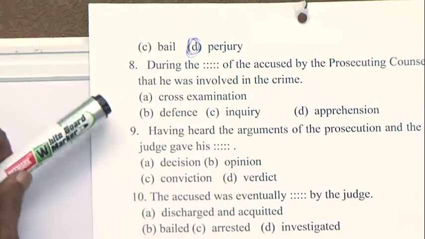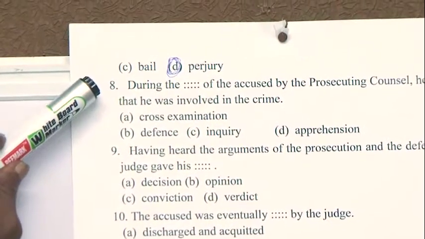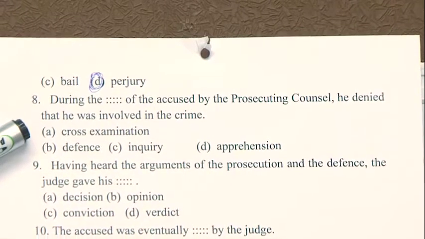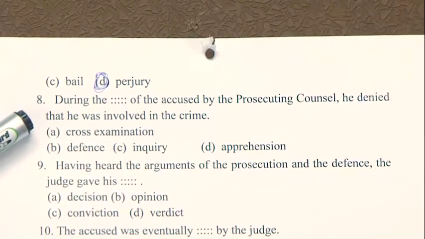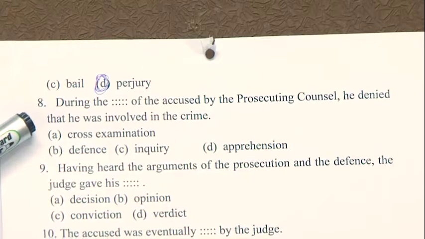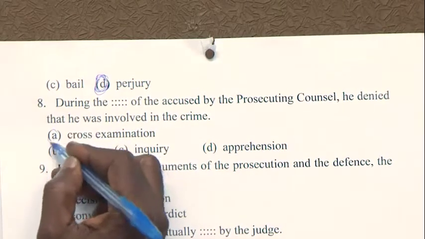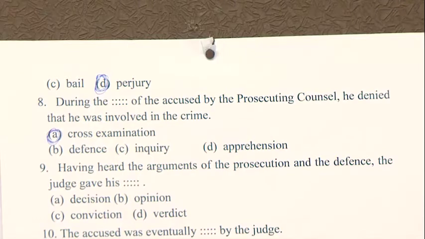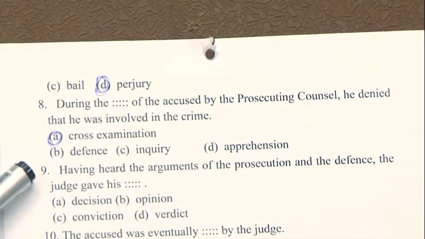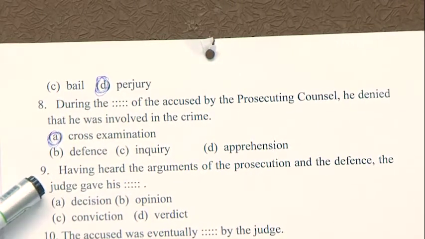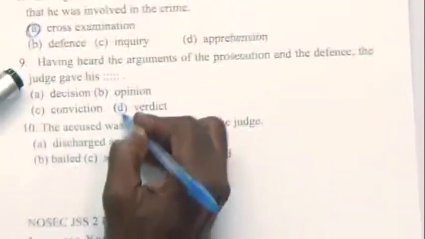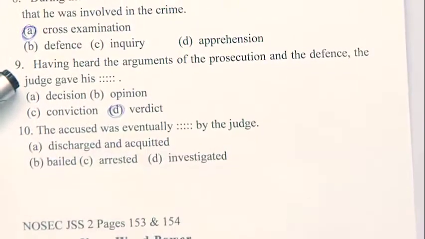Apart from that, you have: during the dash of the accused by the prosecuting counsel, he denied that he was involved in a crime. During the dash of the accused, the what? The cross-examination. Talk about cross-examination, when the counsel was actually questioning him, posing questions to him. Having heard the arguments of the prosecutor and the defense, the judge gave his what? Not opinion, not the general conviction, his verdict. That is the correct vocabulary or register.